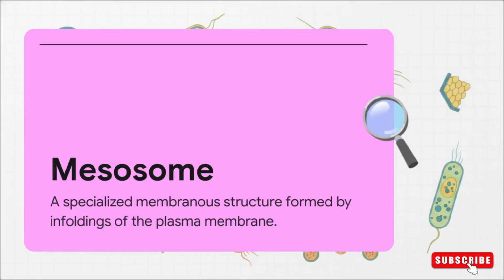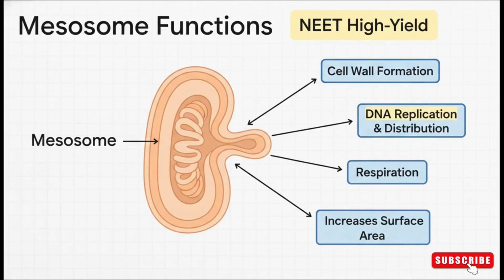Next up is a highly unique feature of prokaryotes called the mesosome. The mesosome is a specialized structure formed when the plasma membrane simply folds and extends inward, right into the cell cytoplasm. These extensions usually look like vesicles, tubules, or lamellae. Lock this into your memory because these are incredibly high-yield facts.